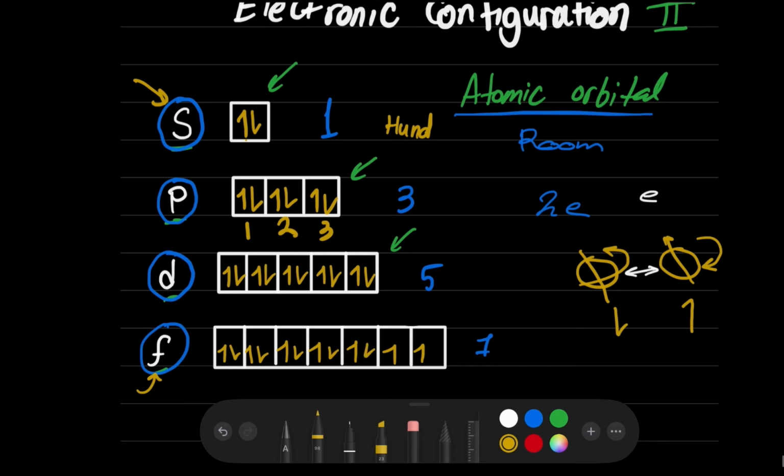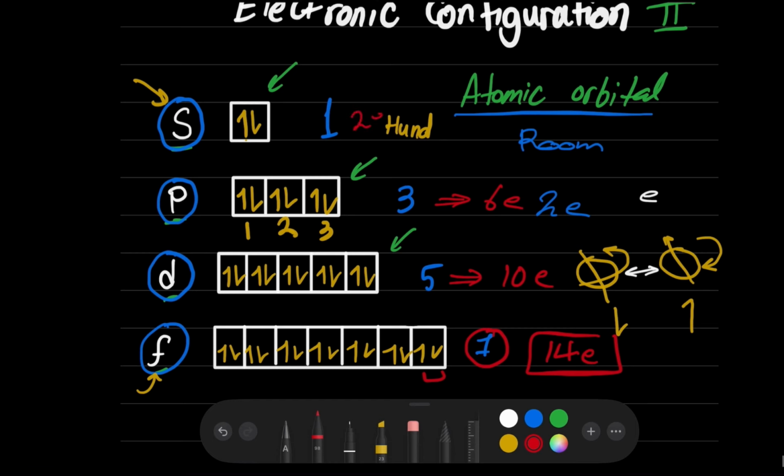Now we have to count how many electrons we have overall. Since we have 7 atomic orbitals with 2 electrons each, we have 14 electrons, and this is the maximum capacity of the F subshell. For the d orbitals, we have 10 electrons as a maximum capacity. For the p orbitals, we have 6 electrons, and for S, we have only 2 electrons.